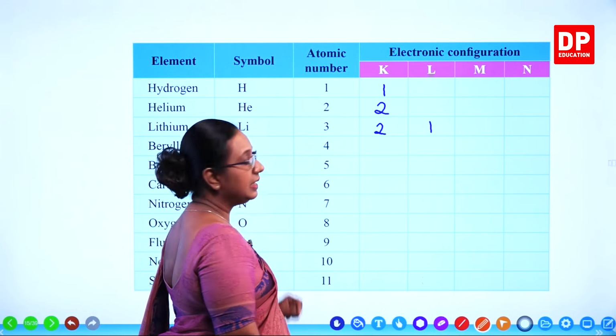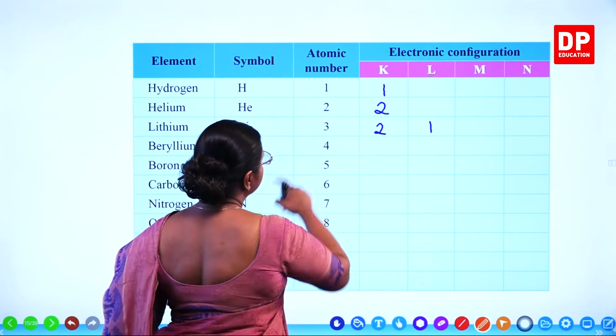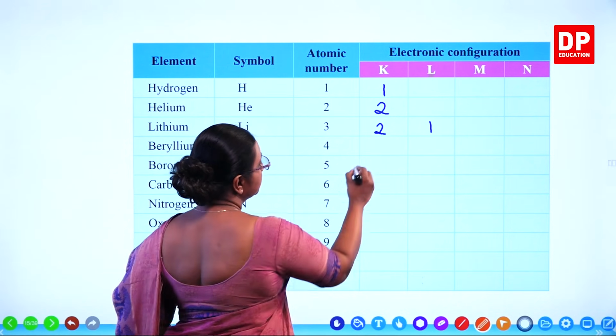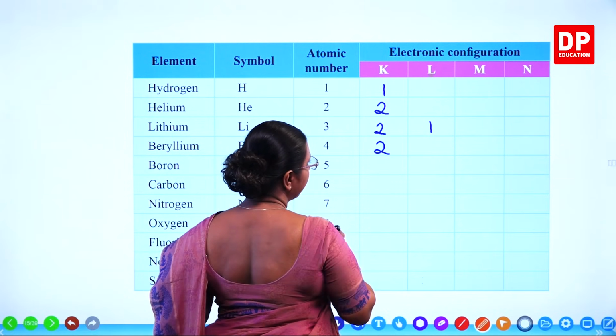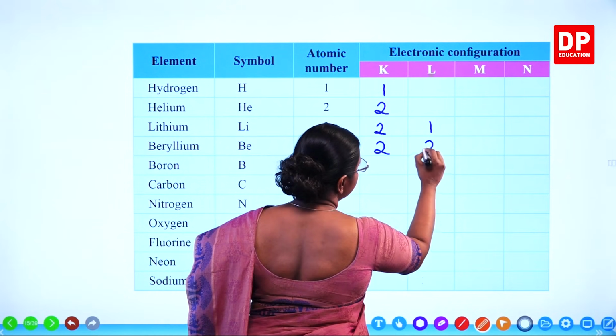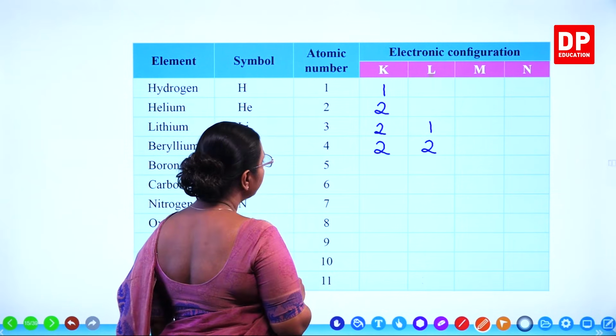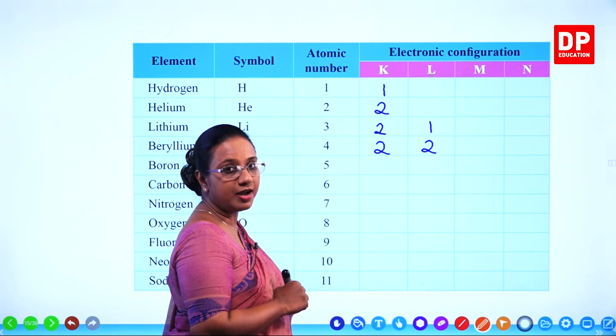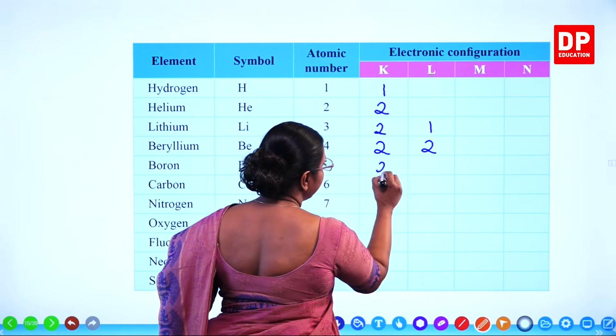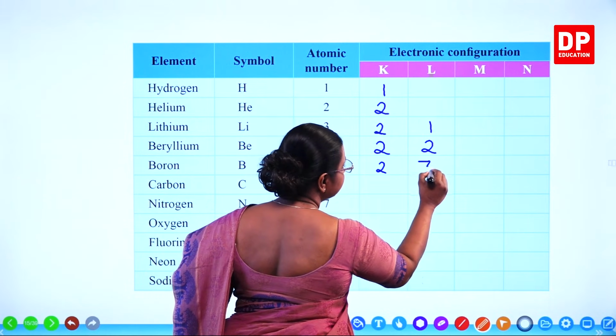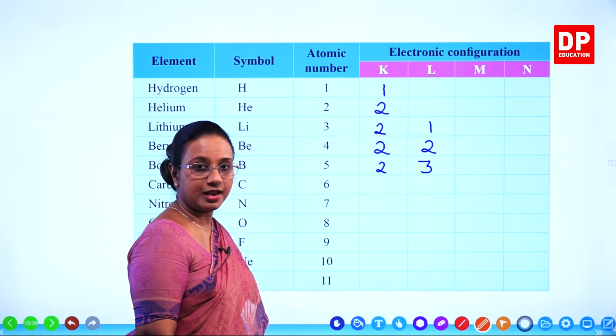Beryllium, Be, atomic number 4. So the first shell will have 2 electrons. The second shell will have 2 electrons. Then we have boron, atomic number 5. First shell again 2 electrons and the second shell has 3 electrons.